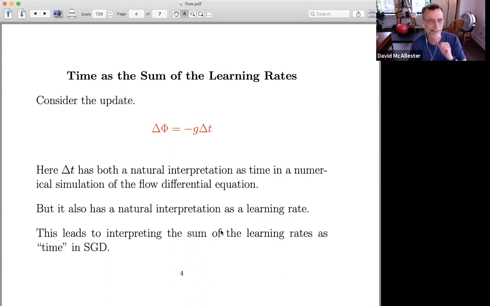So I've already said this. This slide says we can interpret delta t as the sum of the learning rates, and interpret the sum of the learning rates as a kind of time.